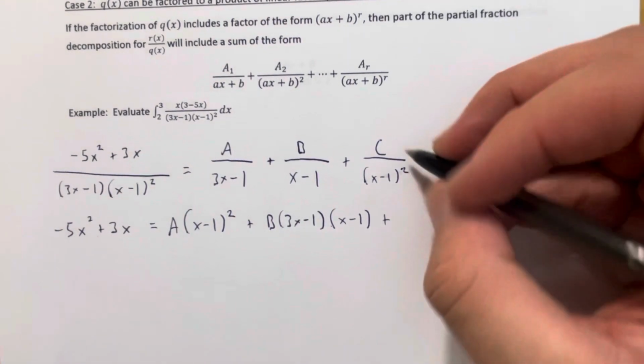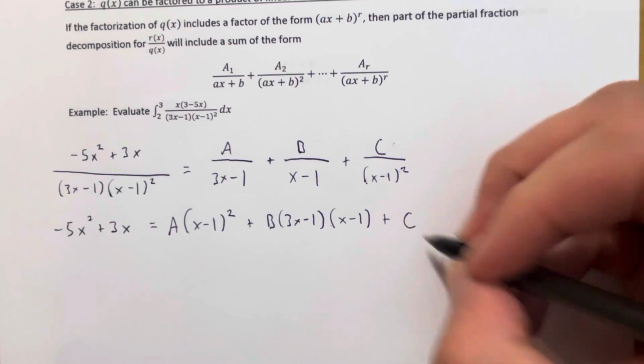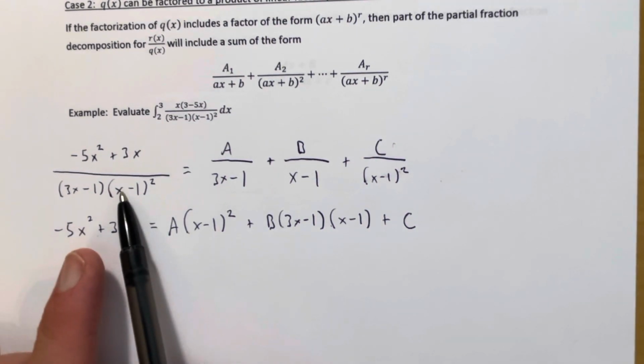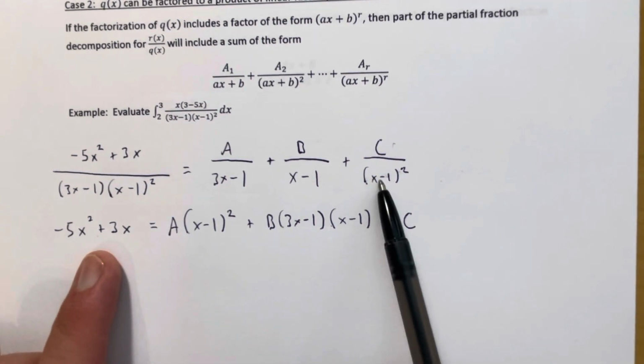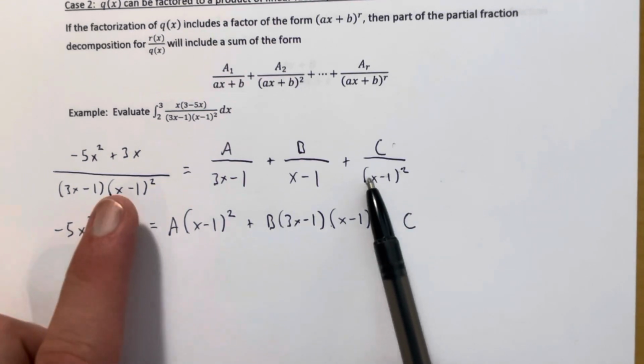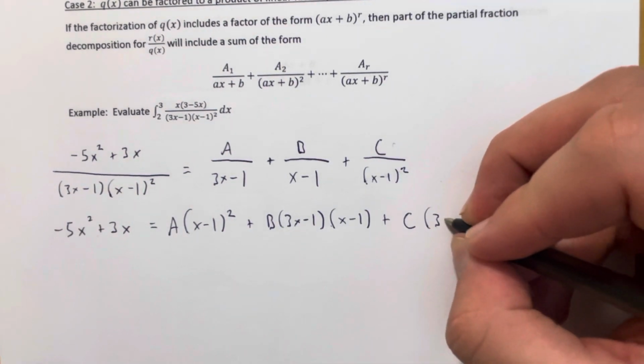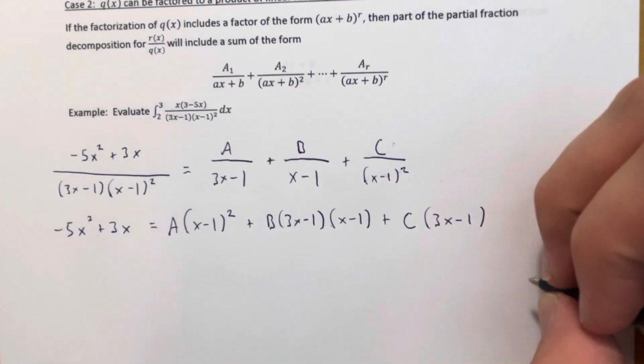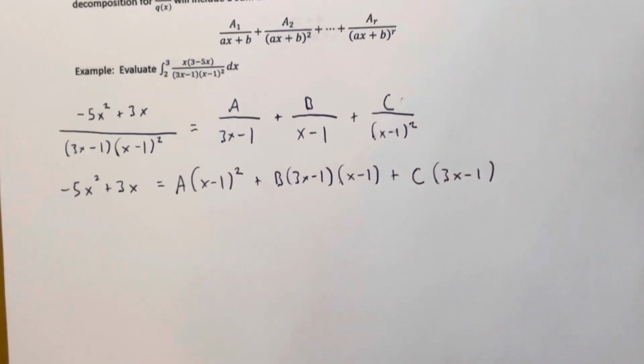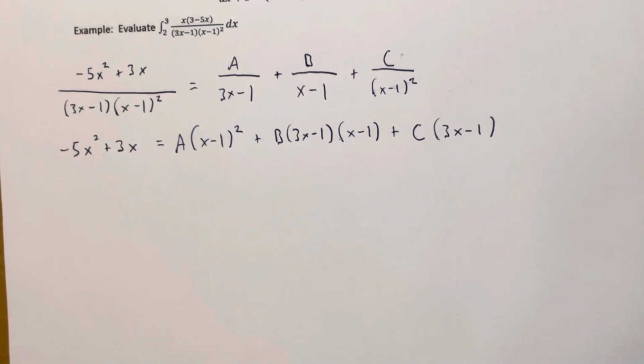And then what's going to happen with this last term? We'll have c in the numerator. Now I have (x minus 1) squared and an (x minus 1) squared in the denominator. Those will cancel completely this time, and I'm just left with 3x minus 1. Okay? So now we get to the step where we're trying to figure out what a, b, and c are. So let's see if we can work that out.